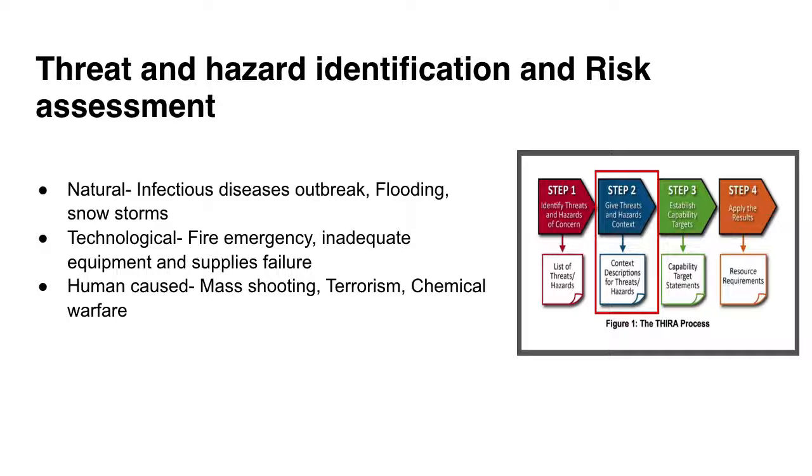The technological threats can be that of fire emergency, in which there can be failed sprinkler systems in the hospital, which can make it very difficult to extinguish fire. And if the fire is near flammable materials, it becomes more difficult to stop it. In certain instances, like during Hurricane Sandy, there were inadequate equipment and supplies failure. So these are some of the technological threats. Human caused threats can be mass shooting, terrorism, and chemical warfare.